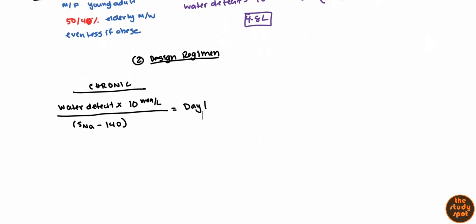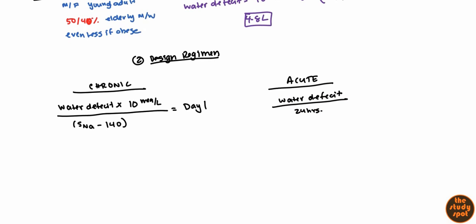For acute patients, remember, you just want to correct this total deficit in 24 hours. So you can just take whatever water deficit they have, divide it by 24 hours, and that's how much you should give per hour. So it's much simpler and more straightforward with acute cases.